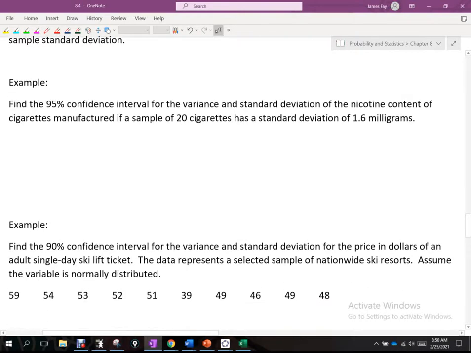Let's get into an example here. It says find the 95% confidence interval for the variance and standard deviation of the nicotine content of cigarettes manufactured if a sample of 20 cigarettes has a standard deviation of 1.6 milligrams. Okay, we kind of talked about this yesterday in 7th period, and I think it makes sense to talk to you guys. Anything that has like medicine in it, or like a drug like nicotine, okay.